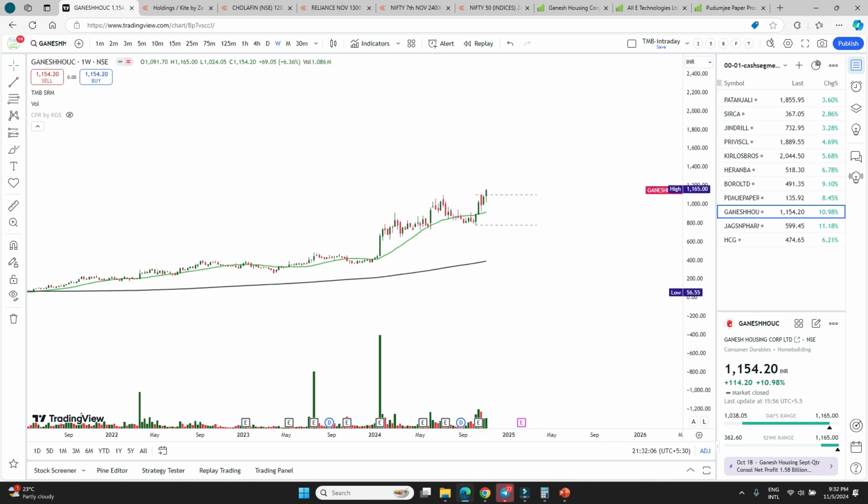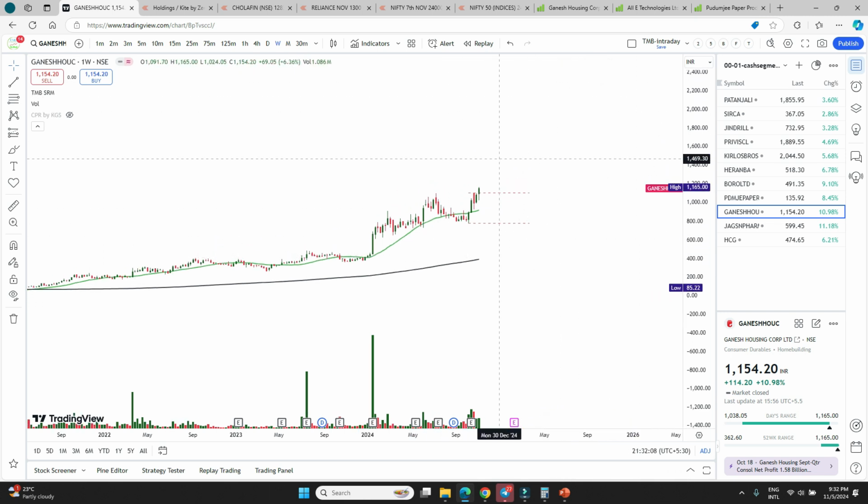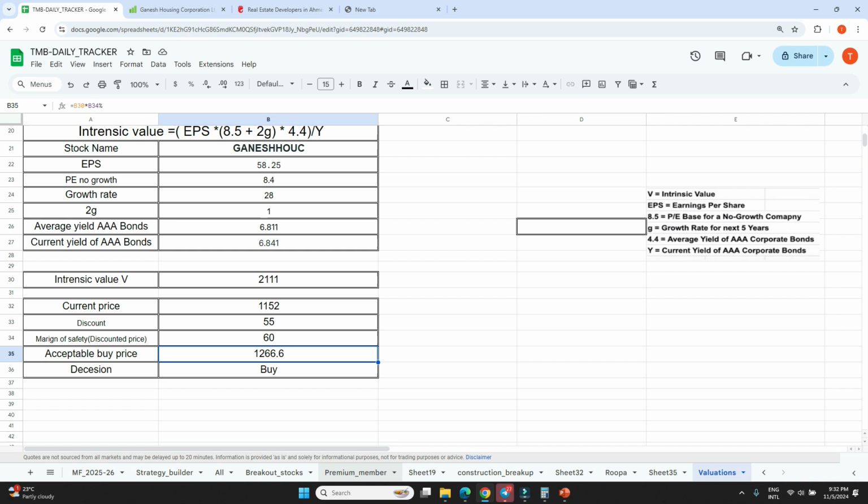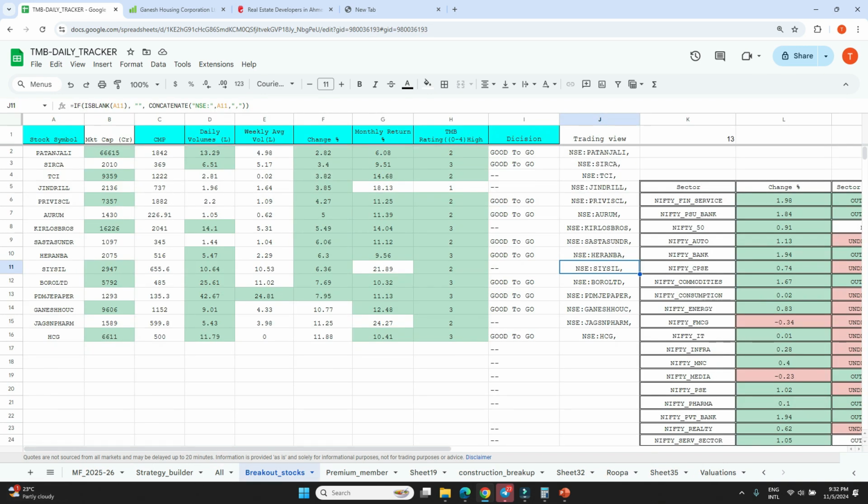That is the reason I will not take already run up stocks. That calculation is also in my system. For breakout stocks, the system will calculate and give good to go. Every time we cannot calculate everything, so all the things are automated. This is good to go.